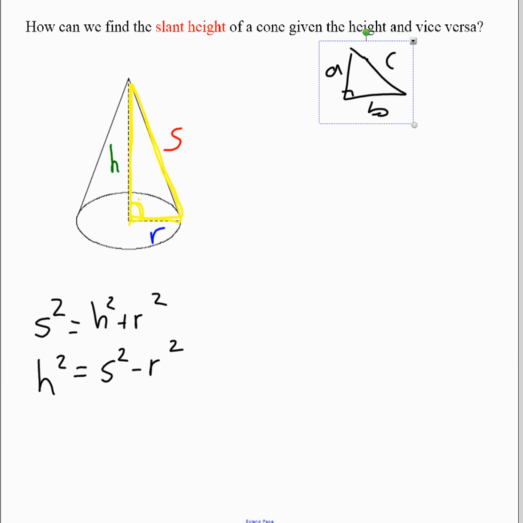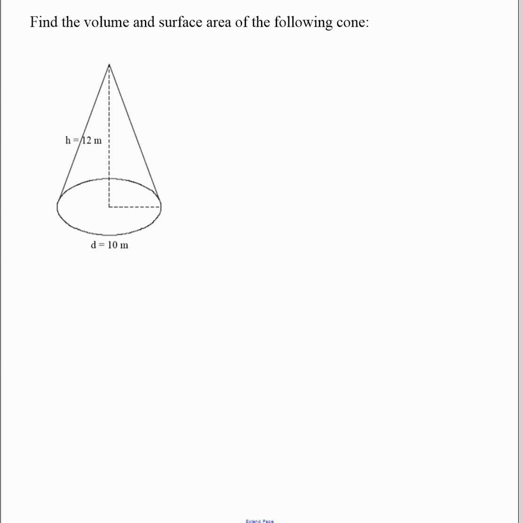Most of the time you're going to be given radius, but you're probably not going to be given both the height and the slant height. So you're going to have to use one of these formulas, which is just an adaptation of the Pythagorean theorem to be able to find a missing side. So now let's look at an example.